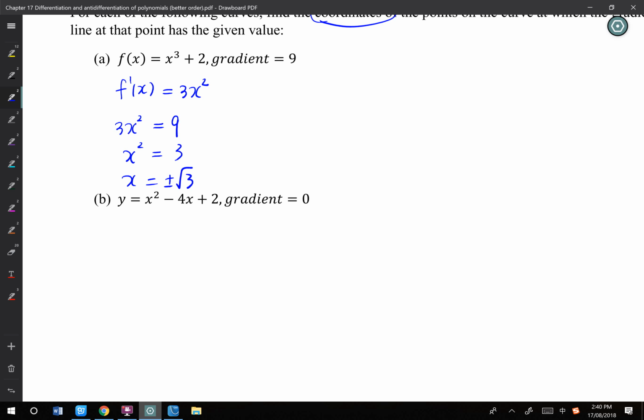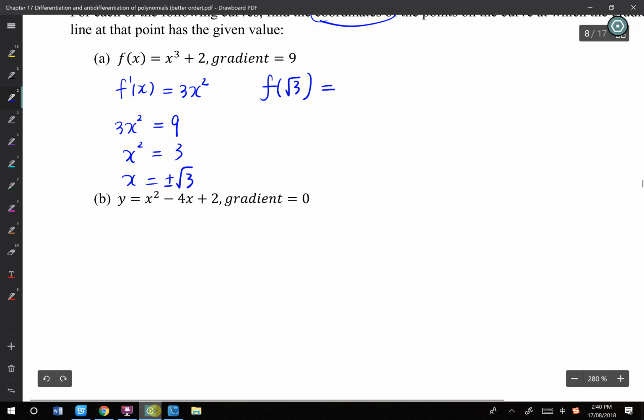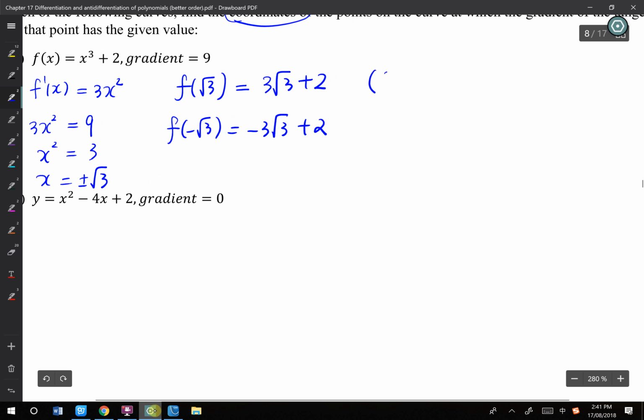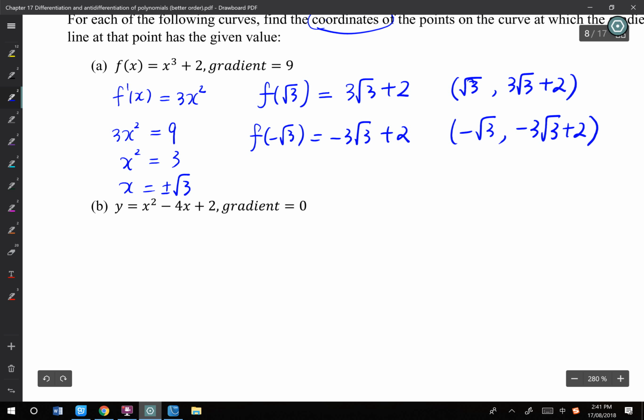And then I need to find the y value. This is only the x value of the coordinates. If I'm going to find the y value, that's f of root 3, which is 3 root 3 plus 2 for that one. And for f of negative root 3, I have negative 3 root 3 plus 2. So the coordinates I have are root 3, 3 root 3 plus 2 and negative root 3, negative 3 root 3 plus 2. Okay, I checked yesterday, everyone got that question, I think.